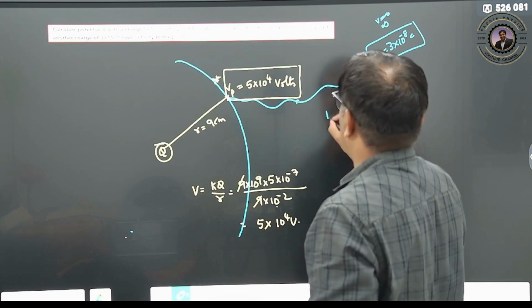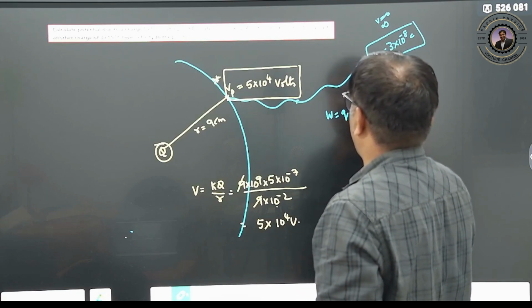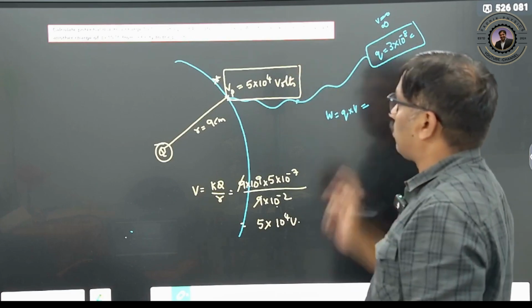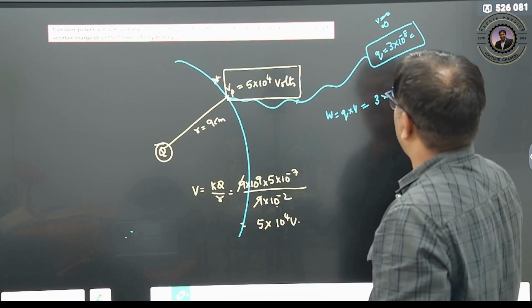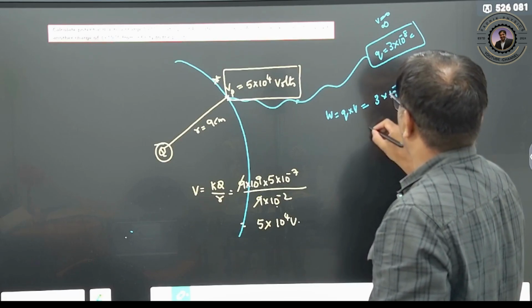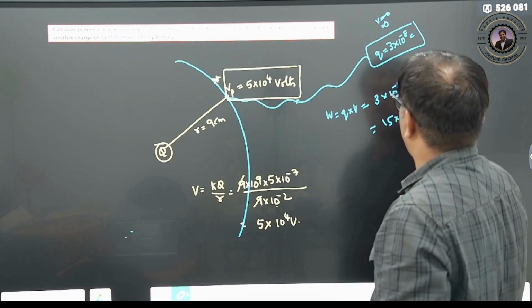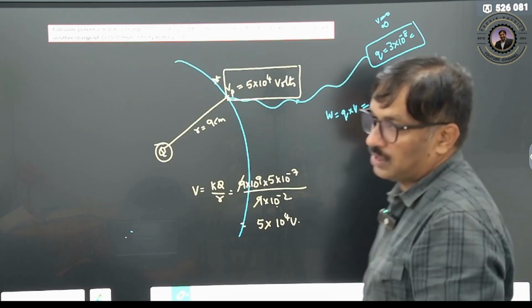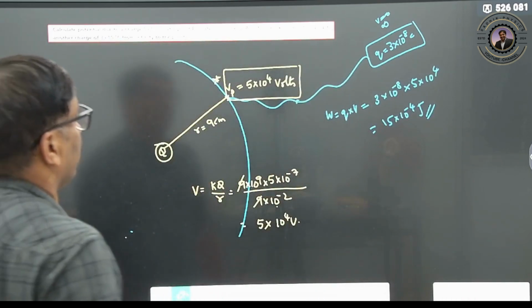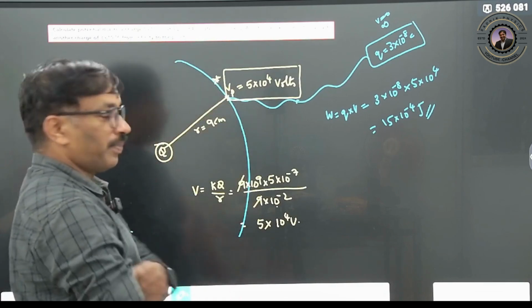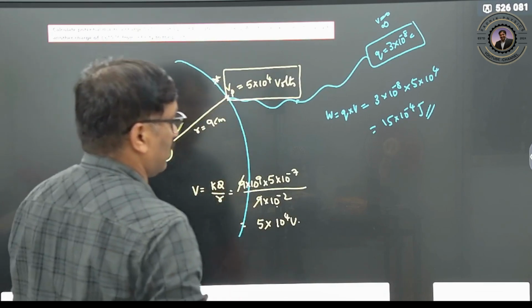So what is the work done? Work done is nothing but q into V. The potential difference is 0 here, and q is 3 into 10 to the power of minus 8 into 5 into 10 to the power of 4, which is 15 into 10 to the power of minus 4 joules. This is the work done to bring the charge from infinity to this point. Clear? Two points are covered in this one.